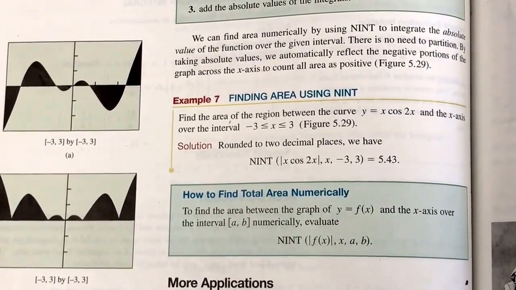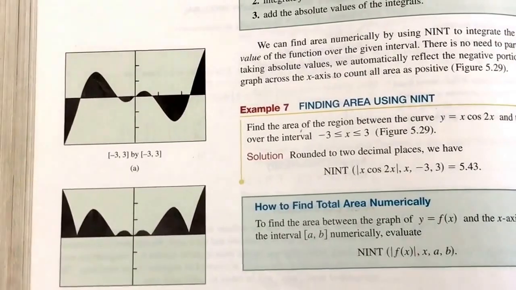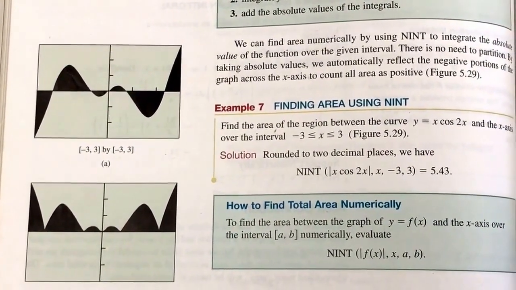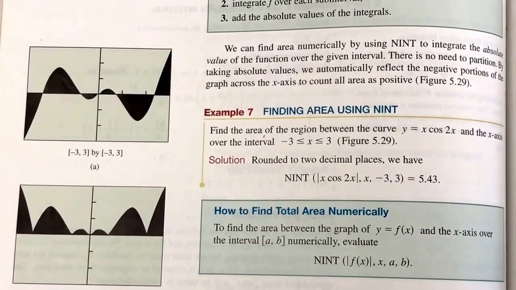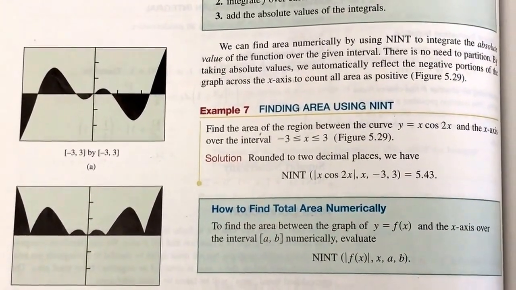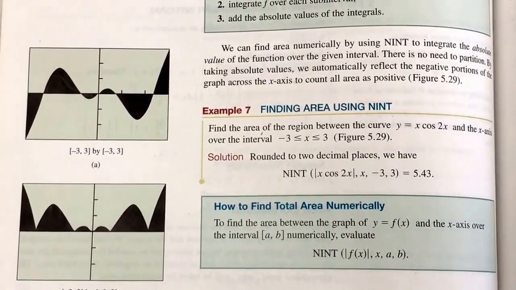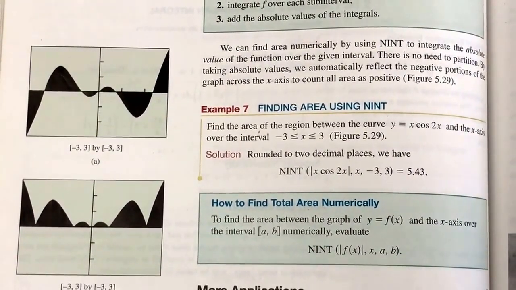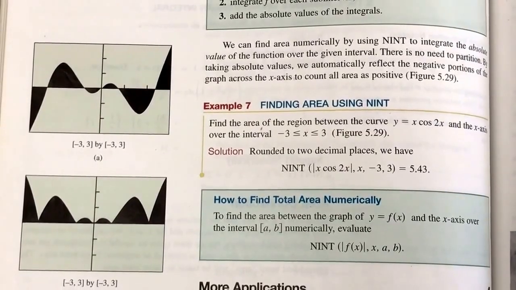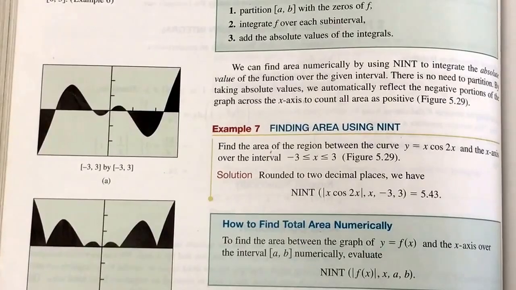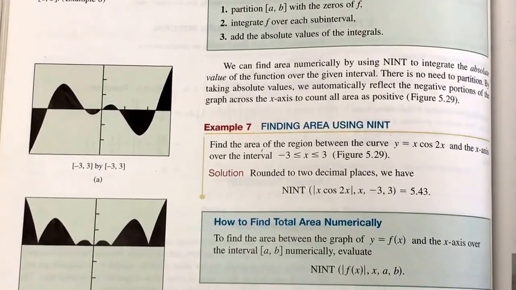all areas positive, you could just find the absolute value of your function and then integrate it. How do you hit an absolute value? It's on your calculator, that big calculator. So if you want to find total area over an interval, just integrate the absolute value of the function, and it'll make it all positive. Does that make sense?